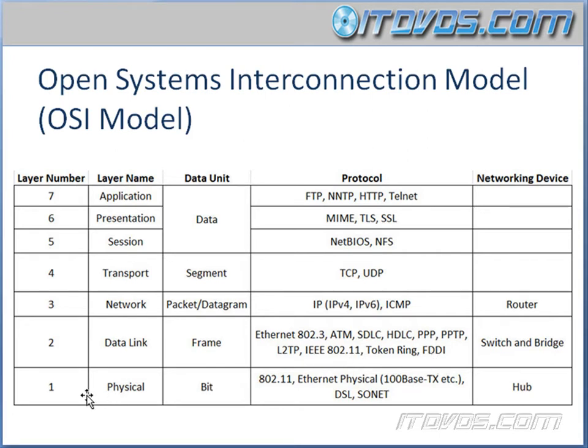And then finally we have layer 1, which is our physical layer. So this is the actual media that our bits are transferred across. So something like an Ethernet cable. The protocols are 802.11, Ethernet physical, so your actual Ethernet cable, 100 base TX. We're going to talk about that in a second. There are lots of different types of physical Ethernet cables, DSL, SONET. And hubs work at our layer 1, our physical layer.